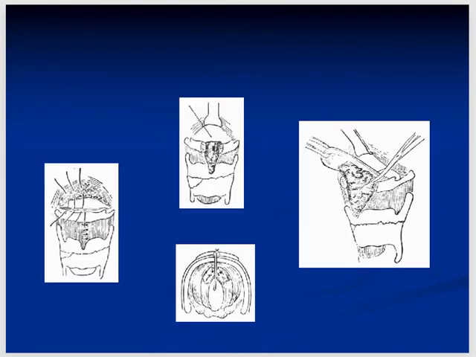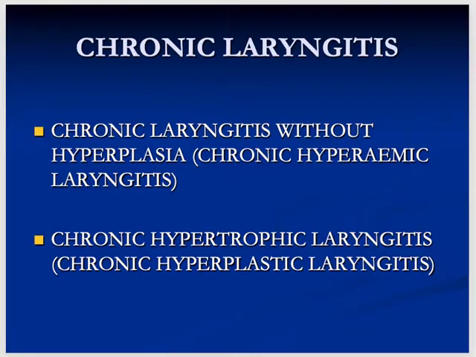Now we are going to go through our next topic, which is called laryngitis. Laryngitis, as I told you, can be acute and can be chronic. It depends on the time period. Simply, less than 2 weeks of inflammation is called acute, more than 2 weeks is called chronic. Whatever it is, acute or chronic laryngitis, guys, it is going to result in what?